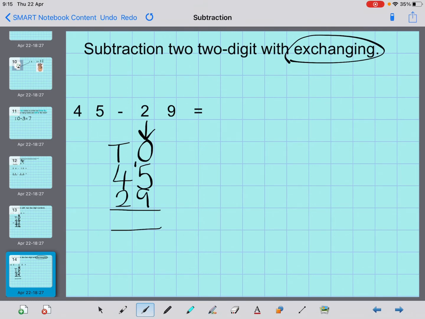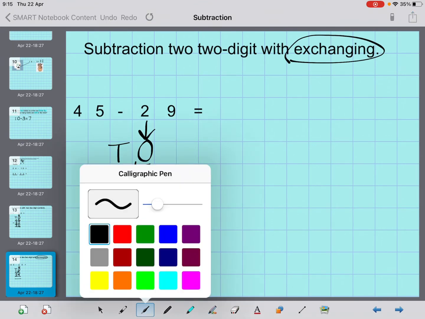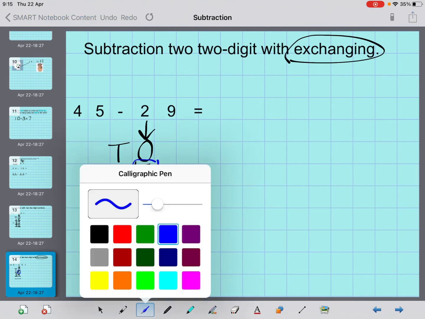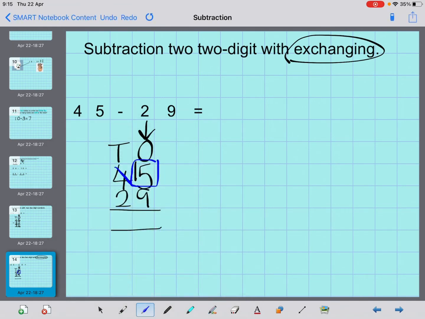And what I do is I add 10 here. So this number in my ones column becomes the number 15. But I took that 10 from the tens column. So imagine that that 4 really stands for 40 in the tens column. So if I took 10 away, then I'm actually left with 30. So I show that with 1 less in the tens column.